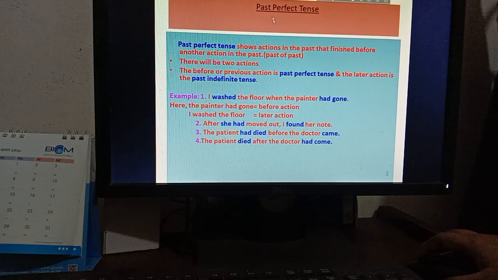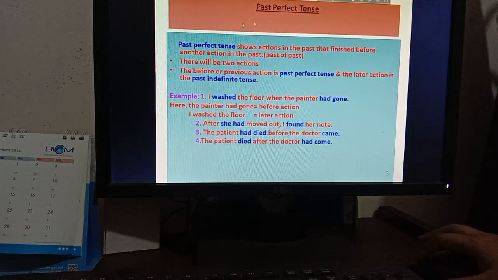First of all, you will write the headline and also CW and today's date. Past perfect tense. This is the headline. So here is written, past perfect tense shows actions in the past that finished before another action in the past. In the bracket, I have written past of past. So there are some key points. First of all, there will be two actions. The before or previous action is past perfect tense and the later action is the past indefinite tense.